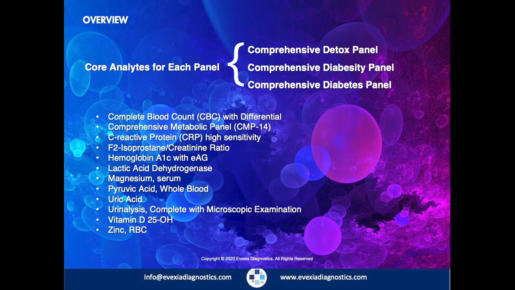Now, each of the three blood panels contains core analytes and tests that are listed on this slide. They each contain the CBC with differential, comprehensive metabolic panel, C-reactive protein high sensitivity, F2 isoprostane creatinine ratio, hemoglobin A1C with average glucose, lactic acid dehydrogenase, serum magnesium, pyruvic acid, uric acid, the urinalysis complete with microscopic examination, vitamin D 25 hydroxy, and RBC or red blood cell zinc. So let's take a look at these analytes and tests that are the core of these three panels.